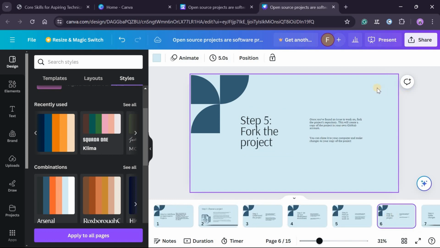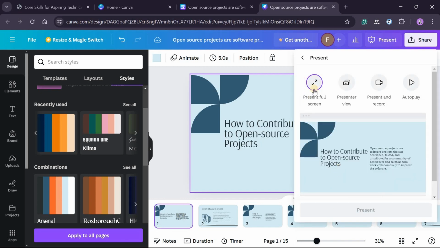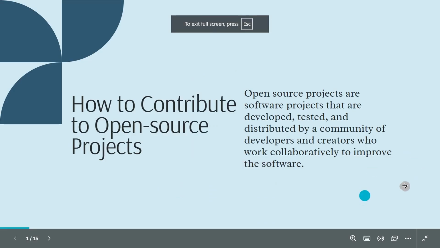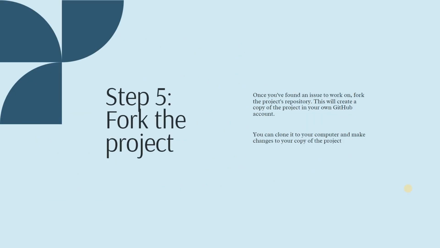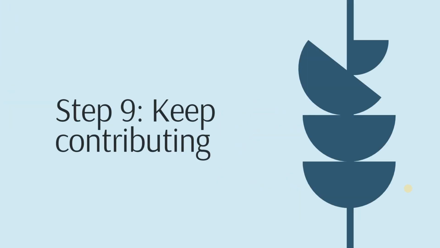And now let us see how our presentation looks. So I'll go back to first slide, and then when I click on present, I'll choose full screen and then click on present. And here is our presentation. So when I go to next, you can see next, next, next, next. So be sure you just have to go through it and customize it to whatever you want.